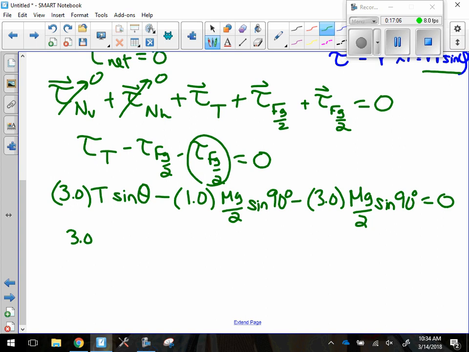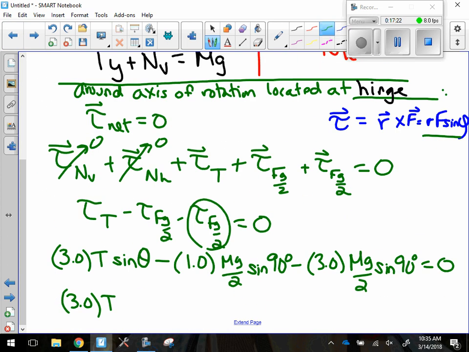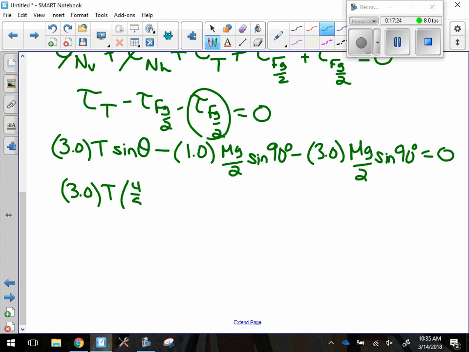So I've got 3 times the tension. And then what's the sine of theta going to be? Okay, opposite over hypotenuse. So that's going to be times 4/5 minus 1 mg over 2. Sine of 90 is 1 minus 3.0 mg over 2. That's going to be equal to 0.